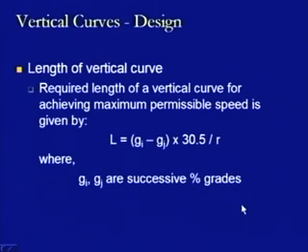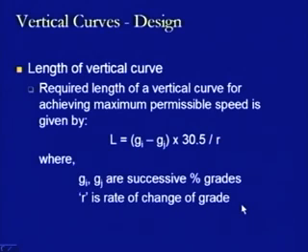Here G i and G j are the successive percent grades, and they are in radians when we take them in fractional form rather than percent. r is the rate of change of grade. Now, this is one of the provisions by which we can compute the length of the vertical curve.